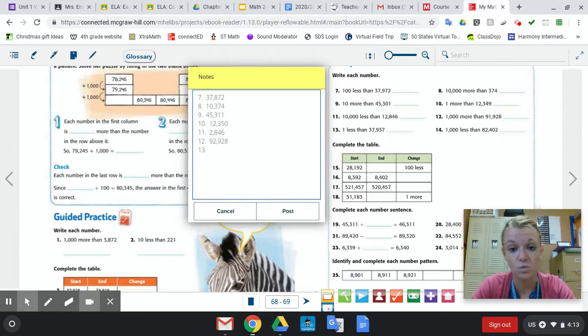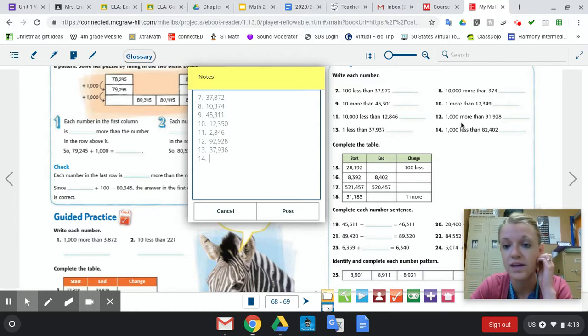Number 13, 1 less than 37,937. 37,937. And we need to find the ones place, which is the very first place. And I need to have less. So I'm going to take 1 away. 1 less than 7 is 6. Boom, chakalaka.